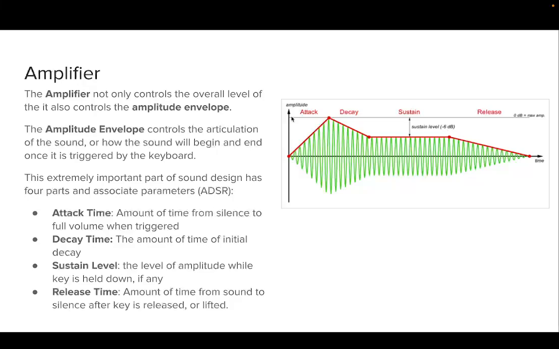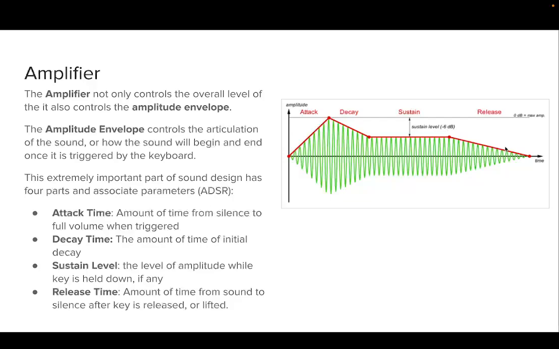A good example is the difference between a piano and a mallet sound versus an organ or a synthesizer sound. An organ sound, if you hold down the key, the sound will continue to sustain. This level of sustain can be controlled with this value. Finally, the release time of the sound is the amount of time from sound to silence after the key is released or lifted. If I hold down a key for sustain and then release the key, that begins this timeline from this point to the end, giving us a sense of decay or release.